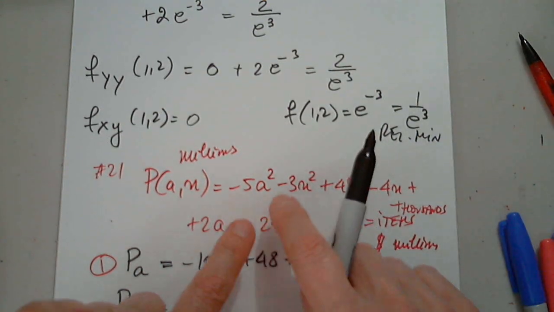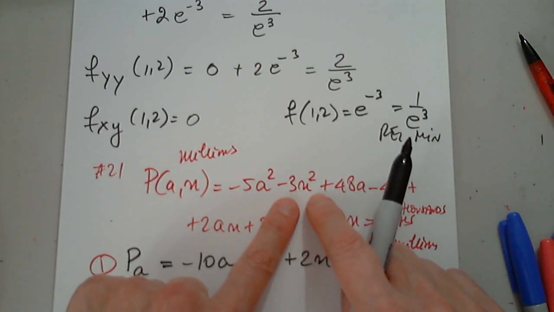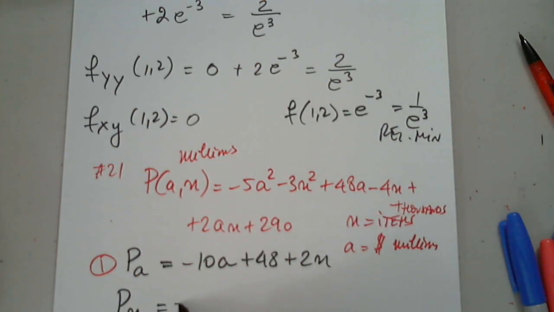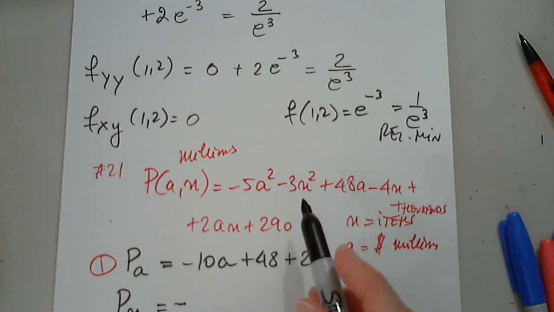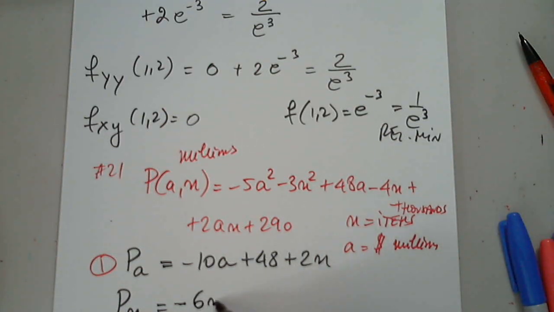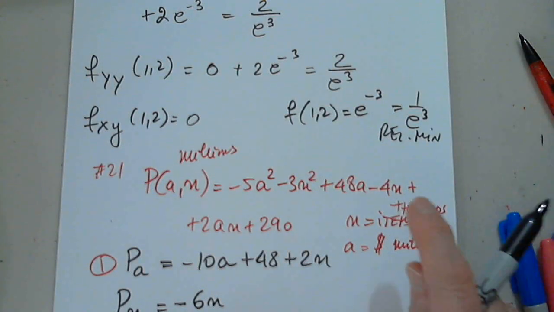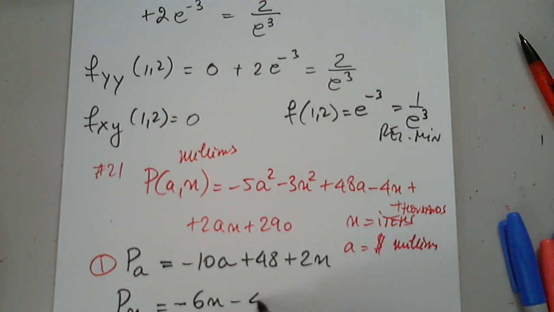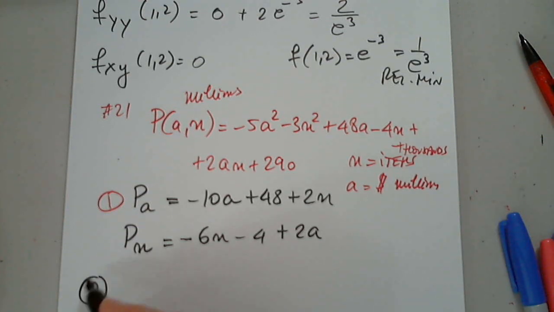Now with respect to N. Negative 6n. 0. Negative 4. 2a. That's it. Done. In step number 2.